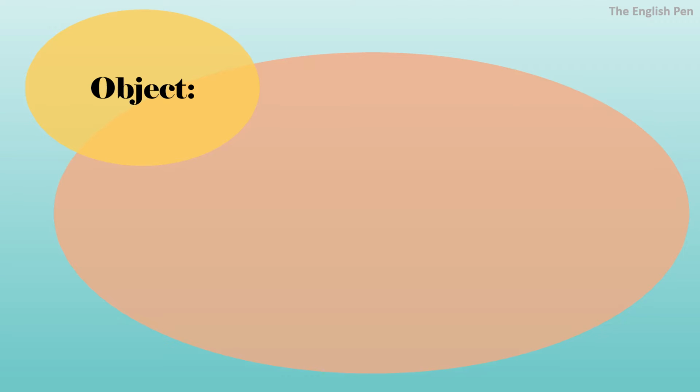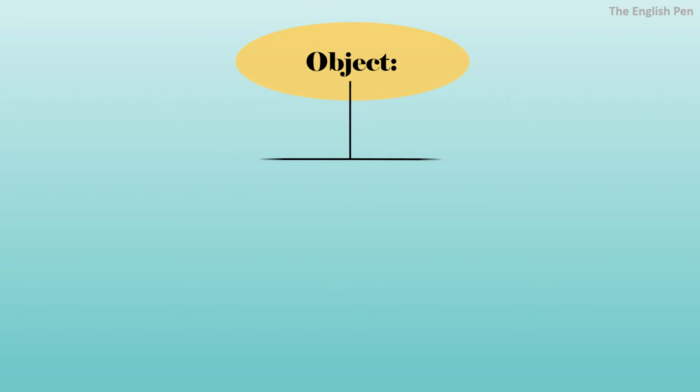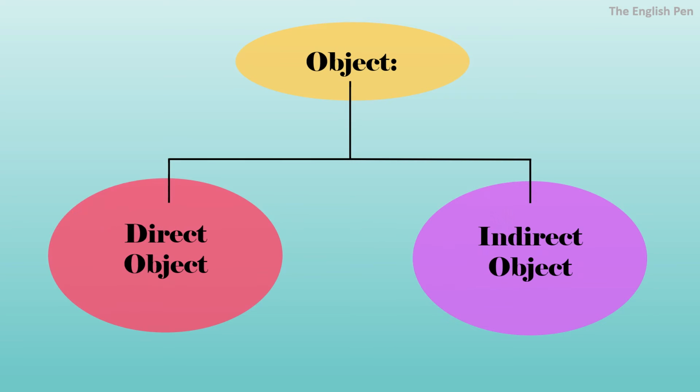Now, you may be familiar with what an object is. If you're not, feel free to check out my previous video, which explains the subject, the verb, and the object. Basically, an object is something that receives the action of the subject in a sentence. In English, there are two types of objects, the direct and indirect object. I'm going to cover the direct object in this lesson, since it's easier to understand.